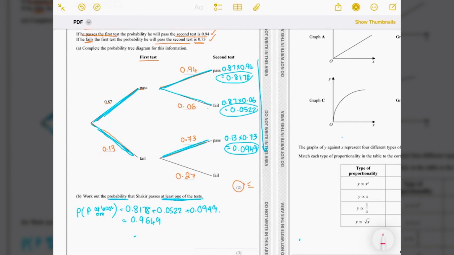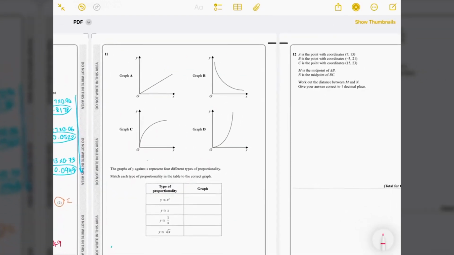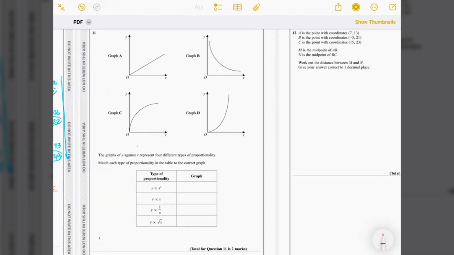The short way is, if I wanted to find out the probability that he passes at least one of the tests, it is all of them minus the probability that he has two fails, right? So the probability he passes at least one of the tests is just 1 minus the probability that he fails both of them. You get 0.9649. Okay, question 11.